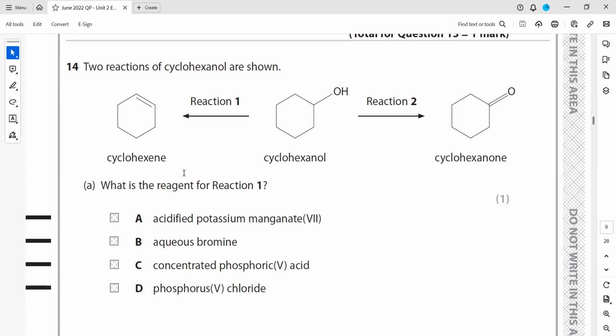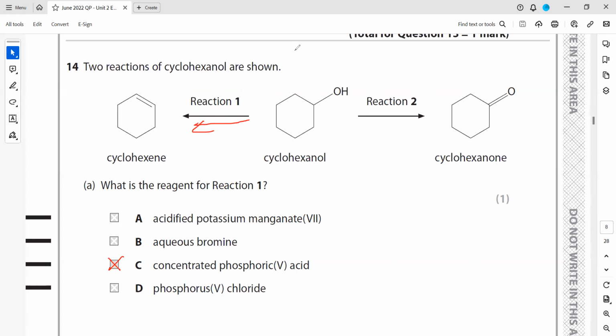Two reactions of a cyclohexanol are shown. Which reagent for R1? Here the opposite arrow is there. We are converting the cyclic alcohol into an alkene. So we want to remove the water molecule, which is an elimination reaction. For an elimination reaction we use phosphoric acid. So if you want to convert the alcohol into an alkene, we use phosphoric acid. That's why C is the right answer.